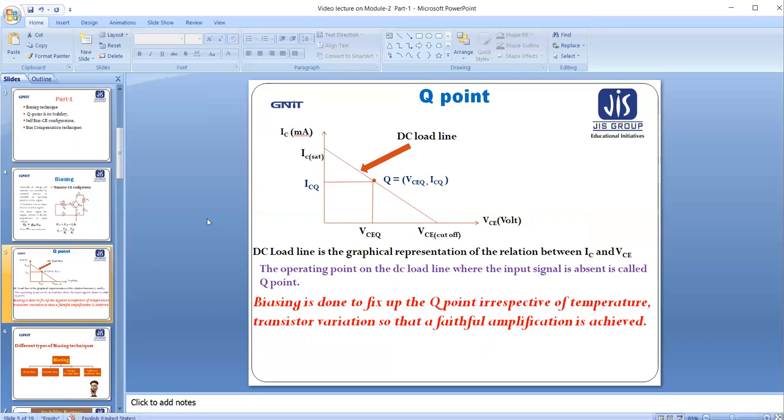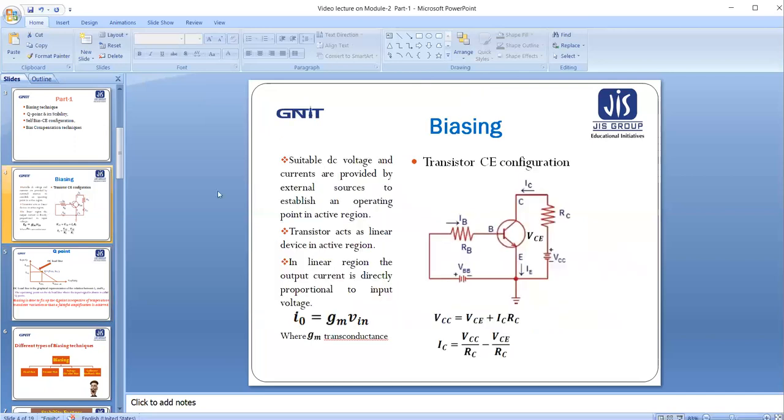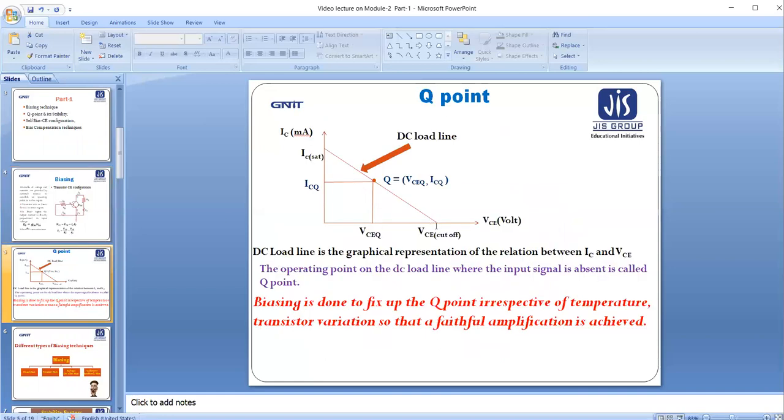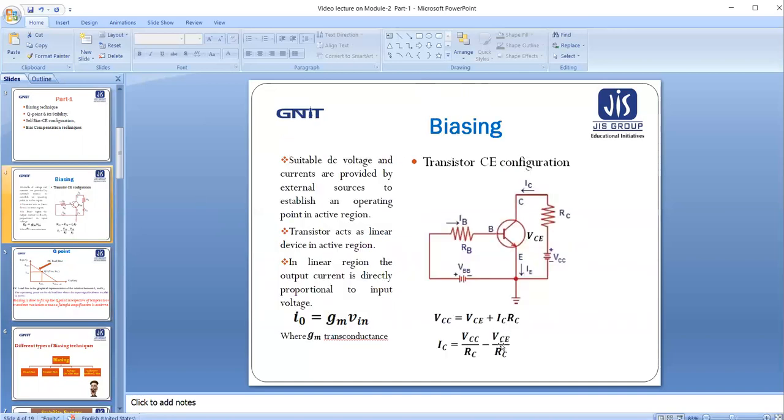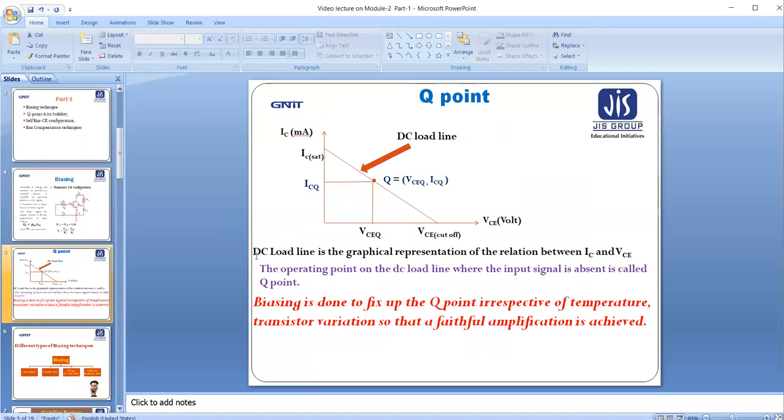IC sat means here at that point the VCE value is 0. So if you place VCE equal to 0 in this expression, this term will vanish. So IC becomes VCC by RC. So this particular value of IC is called IC sat. Similarly, on the x-axis at the VCE cutoff point, you will see that no IC is existing. So if we put IC equal to 0, then VCE becomes VCC. So this particular value of VCE is called VCE cutoff, meaning the transistor will be totally switched off.